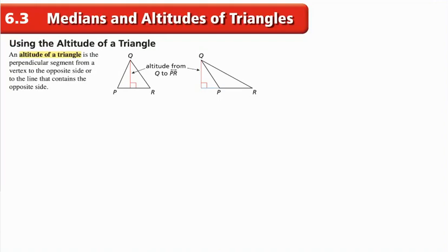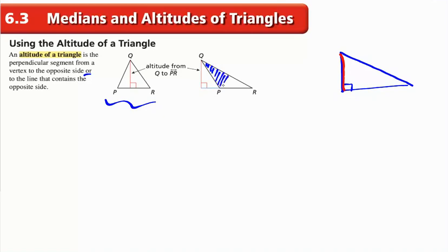Next is the altitudes. An altitude of a triangle is the perpendicular segment from the vertex to the opposite side, or, and this or is important, to the line that contains the opposite side. And that or has to do with obtuse triangles. So if you have an acute triangle, the altitude is inside of the triangle. If you have a right triangle, then the altitude is one of the legs of the right triangle. And if you have an obtuse triangle, well, the altitude is outside of the triangle.